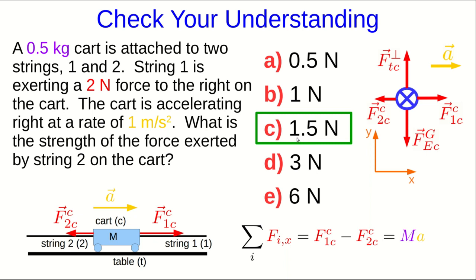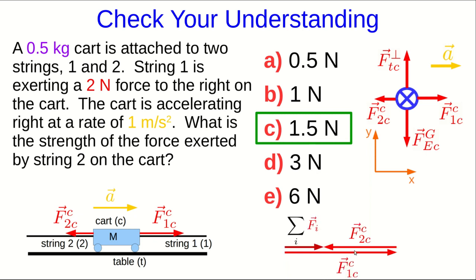Maybe it's nicer, though, to see it pictorially. Here is the vector addition of those two forces, adding up to this vector sum of forces. We know that this is 2 newtons, we know that this is 0.5 newtons, and so that tells us that this force here, which is the force due to string 2, must be 1.5 newtons in strength.